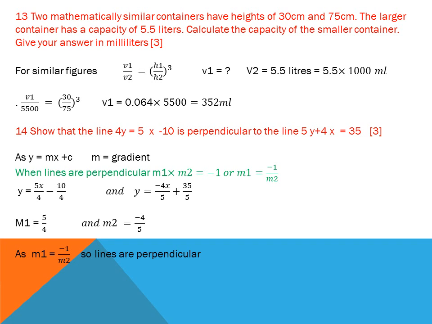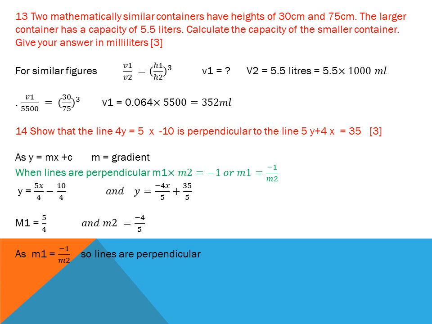So V1 is equal to 0.064. When I calculate 30 over 75 cubed, it becomes 0.064. Then multiplied by 5500, I find the final value of 352 milliliters.